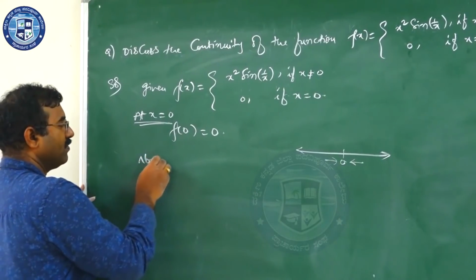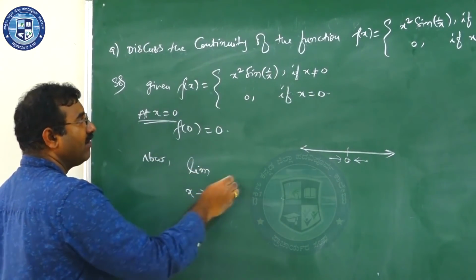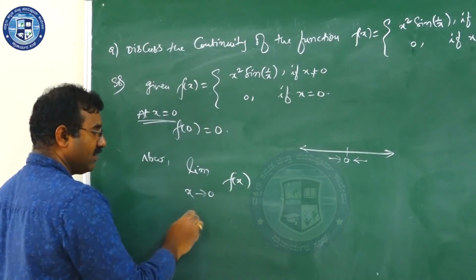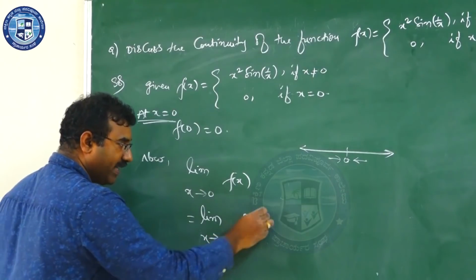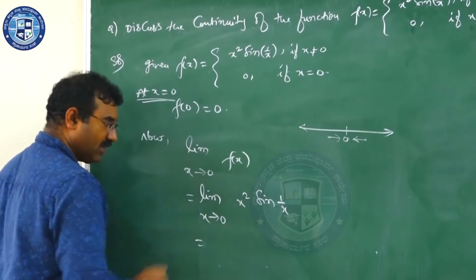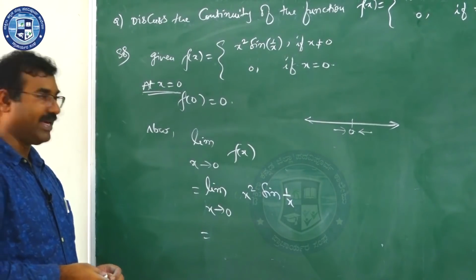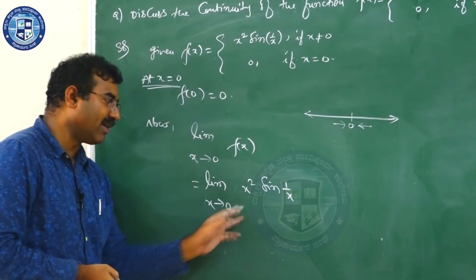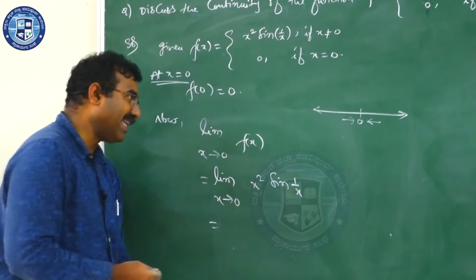Now limit x tends to 0, f(x) we consider. So limit x tends to 0, x square into sine 1 by x. When x is tending to 0, what about 1 by x? What about the 1 by x value?